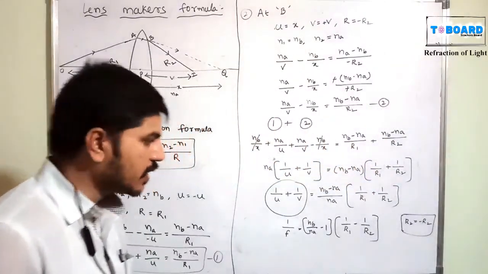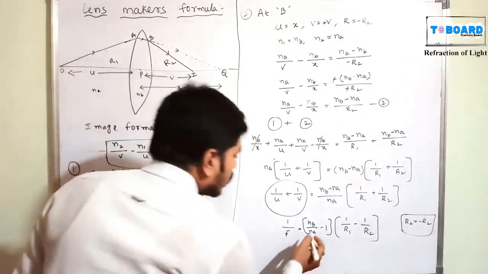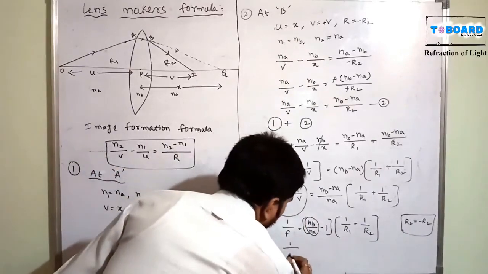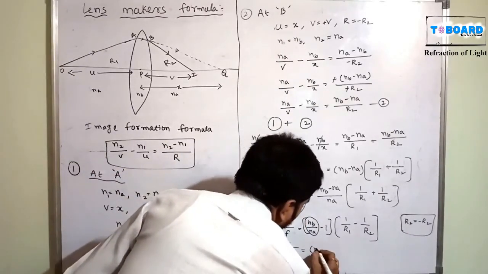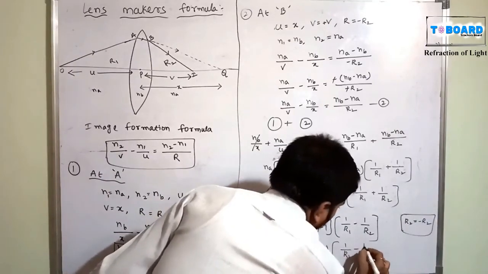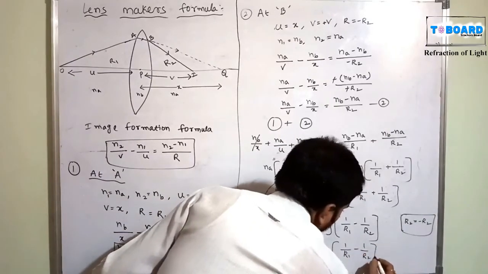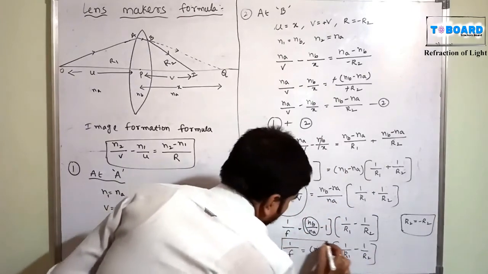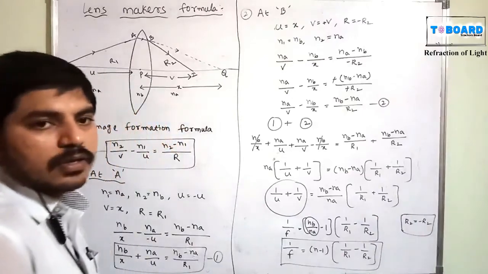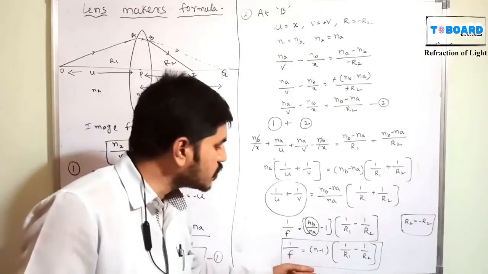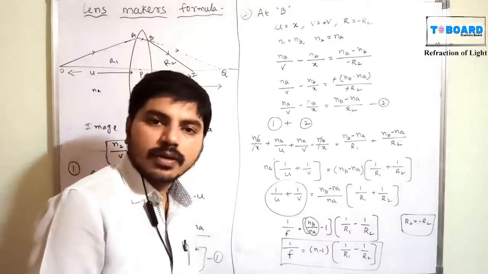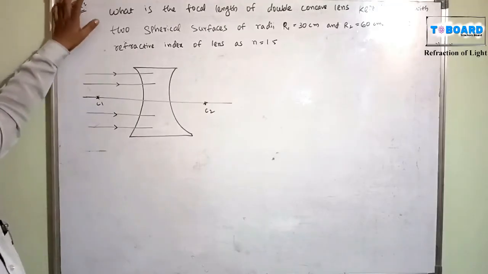So according to the sign conventions, here I want to consider the total value as n. So what is the final formula? 1 by f is equals to n minus 1 into 1 by r1 minus 1 by r2. So this is the formula we need to calculate the lens formula. Here the example problem they have given.